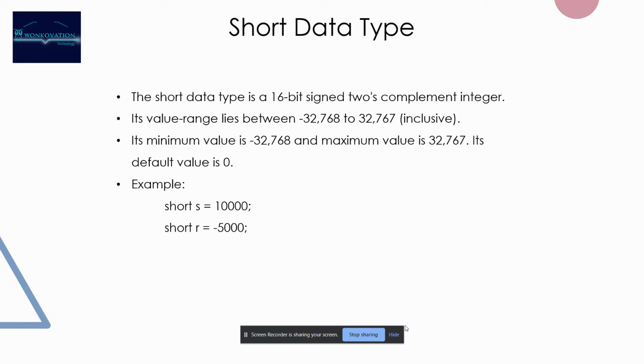Its default value is 0 and an example is short s equals to 10,000, since it is smaller than 32,767, and for a negative value we use minus 5,000, which is again greater than minus 32,768.